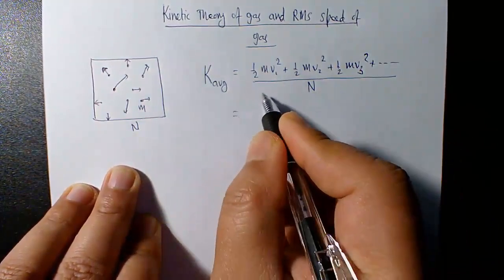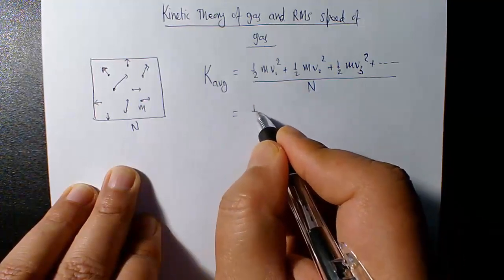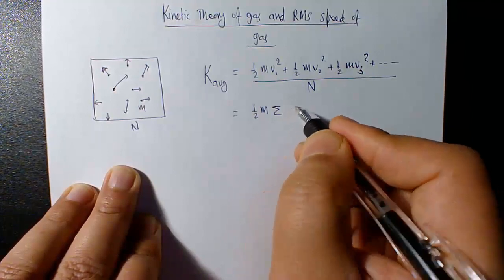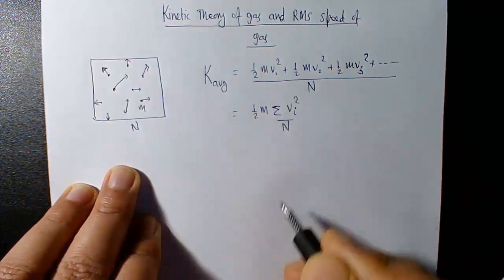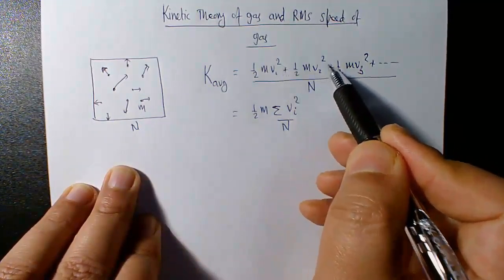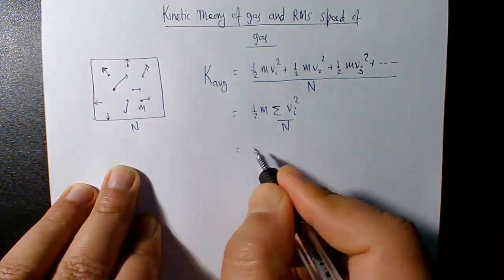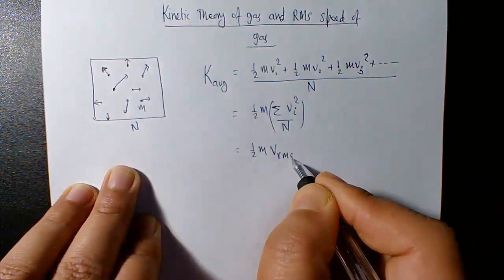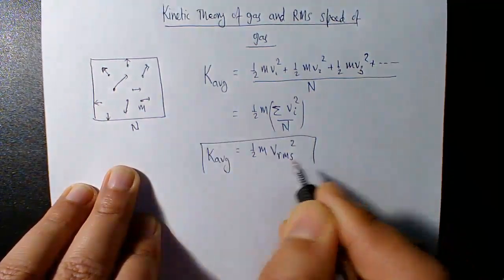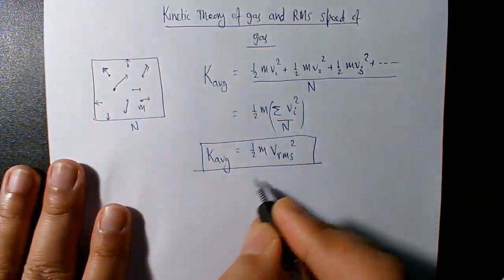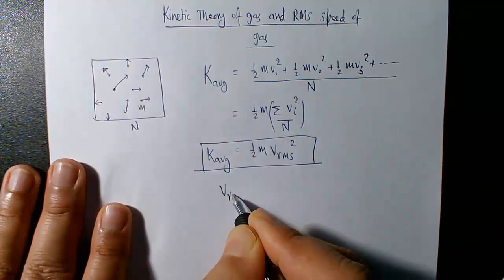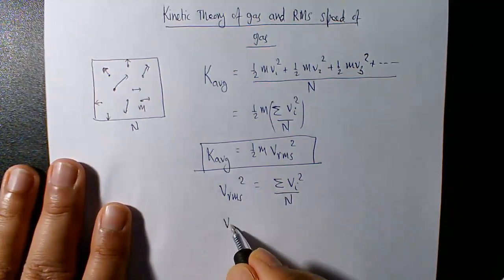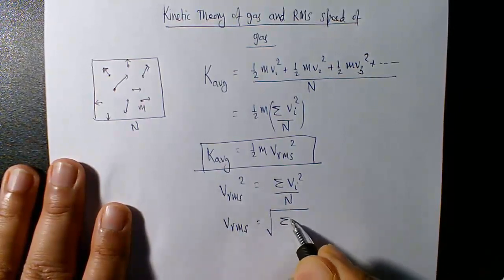Now we will try to simplify this by using a summation sign, sigma. 1/2 m is a common factor, and then we put the summation sign over vi square divided by n, where the sum of vi square is just v1 square plus v2 square plus v3 square, and so on. We define this quantity, the second term within the parentheses, as vrms square. So the average kinetic energy is just 1/2 m vrms square. Vrms square is the sum of the squares of the velocities divided by n. And vrms is the square root of the mean square velocity.